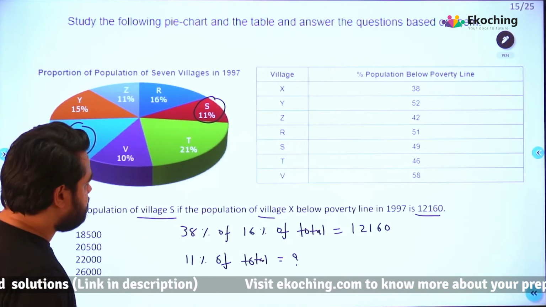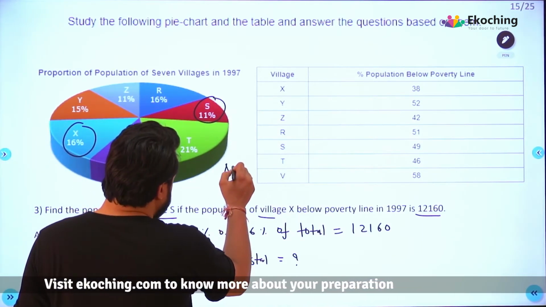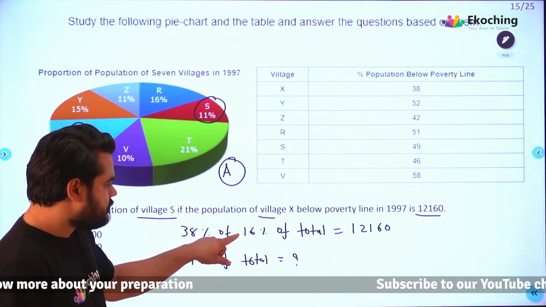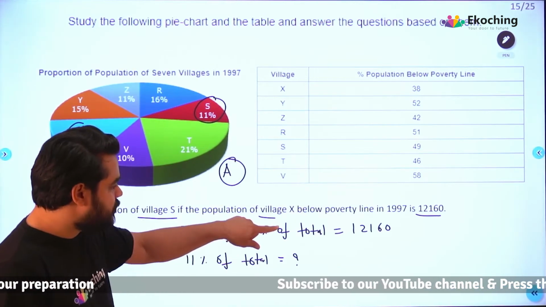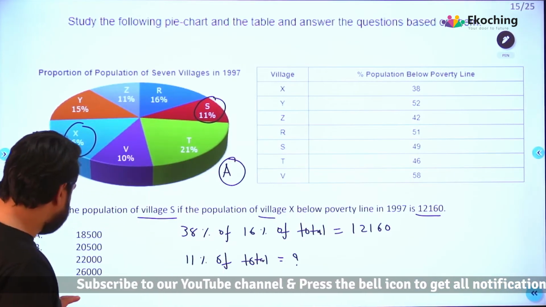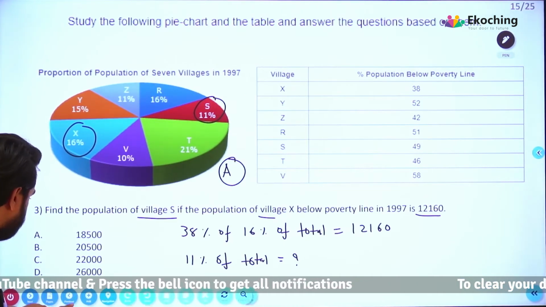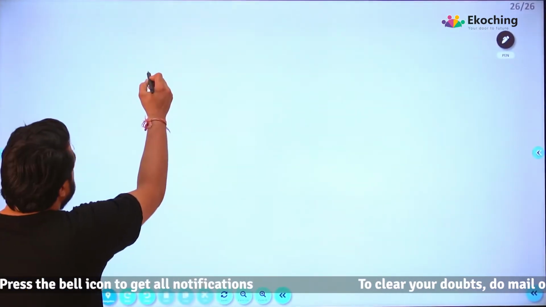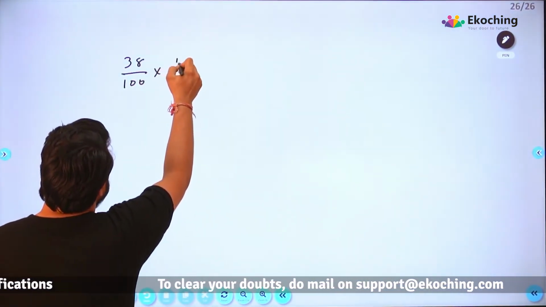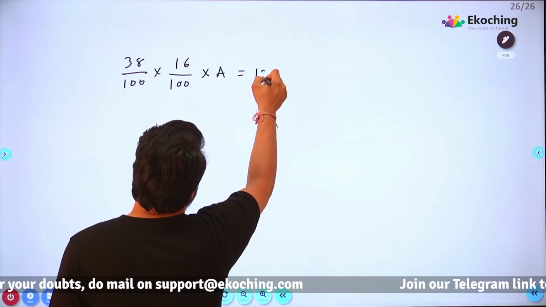Let's take the total as A. A is the total population. So we can write 38% into 16% into A is 12160. So what is 11%? I will need a blank space, so let's add a page. So I'm saying 38%, so 38 upon 100 into 16 upon 100 into A is 12160.